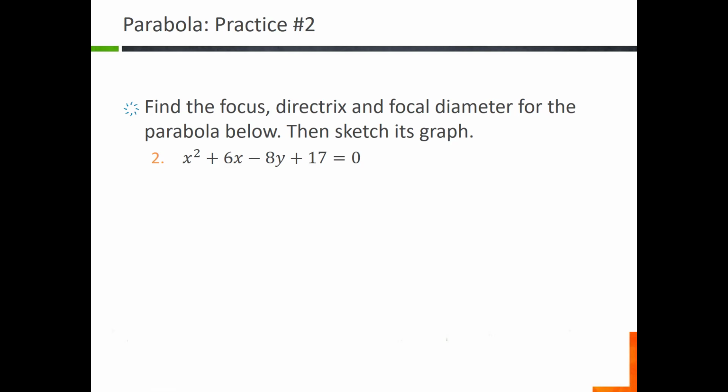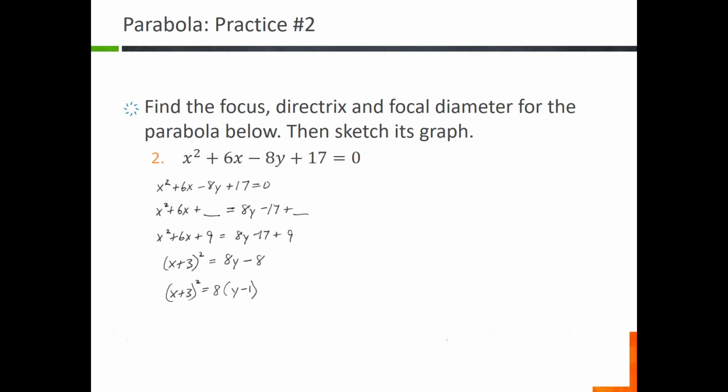So let's group the x's on the left side and move everything else to the right side. On the left side, we're going to have x squared plus 6x plus whatever we add to complete the square. On the right side, we're going to have 8y minus 17 plus whatever we added on the left side. Half of the 6 is 3, and 3 squared is 9, so we're going to add a 9 to both sides of the equation.